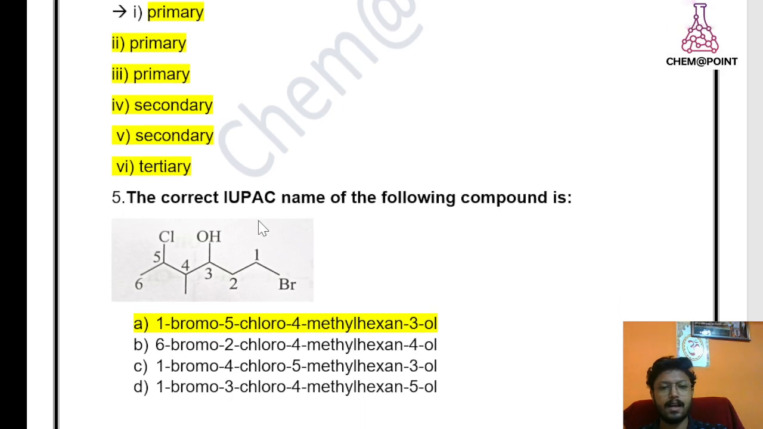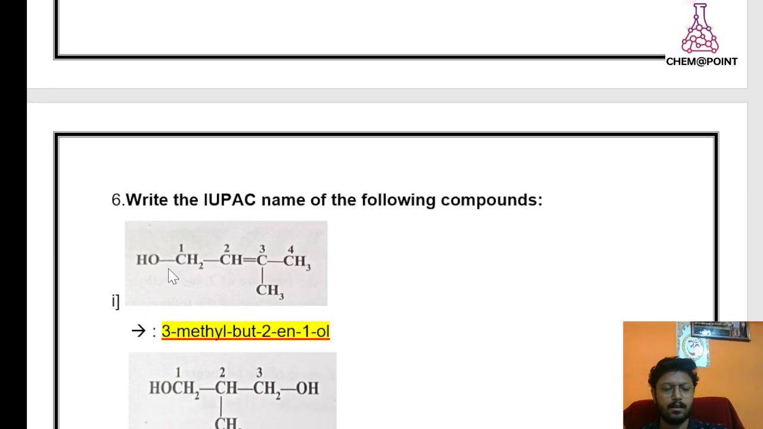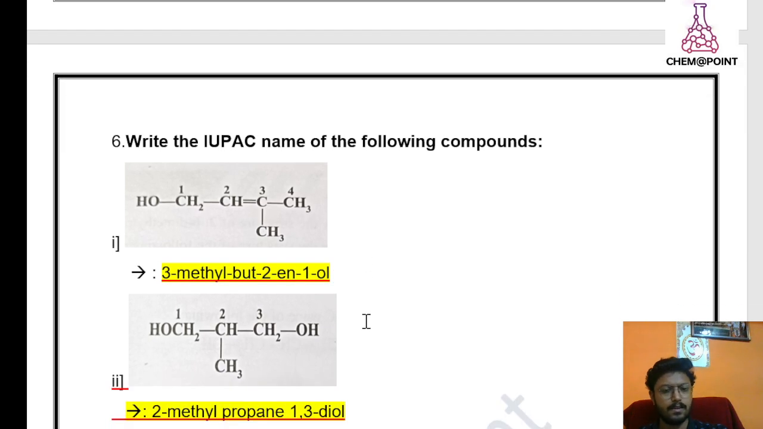So the correct IUPAC name of the following compound is... it is a compound, you just count the longest continuous carbon chain, starting from the right side: 1 2 3 4 5 6, right? So 1-bromo-4-chloro-4-methylhexan-3-ol. Correct. Option A is correct. Now question number 6, write the IUPAC name of the following compounds, right? 1 2 3 4, so 3-methylbut-2-en-1-ol. Correct.